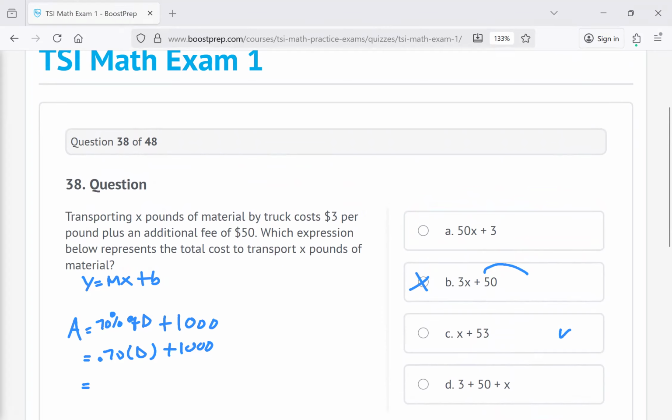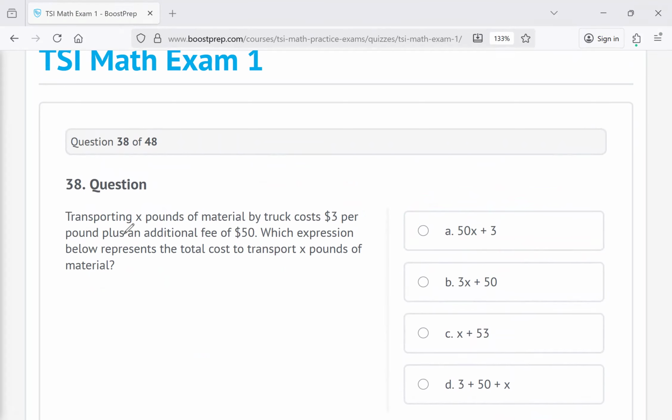Okay. This one is also another linear equation. Transporting x pounds of materials by truck costs $3 per pound plus an additional 50. Which expression below represents the total cost to transport the pounds? So it's basically y equals mx plus b. Do we have our b? Yes, it is addition 50. Do we have our m? Yes, it's $3 per pound, so really it's just 3x. So which one is that going to be? B.